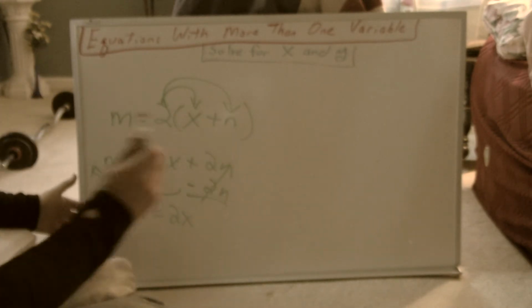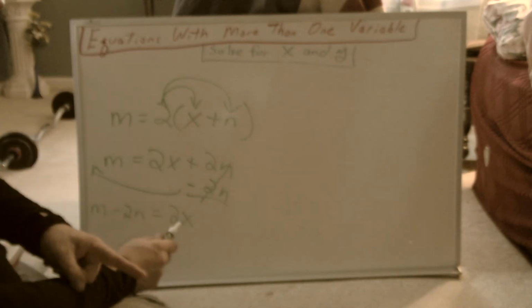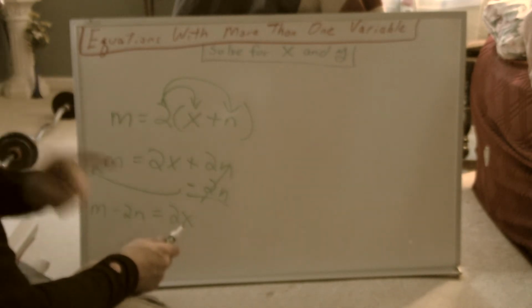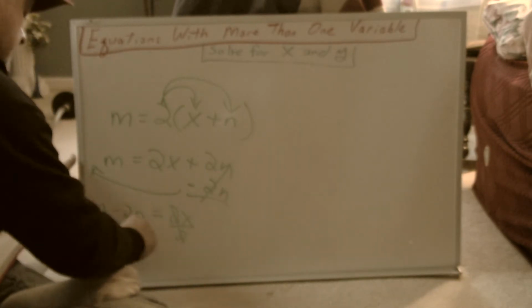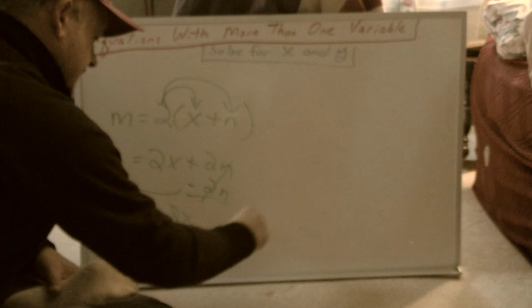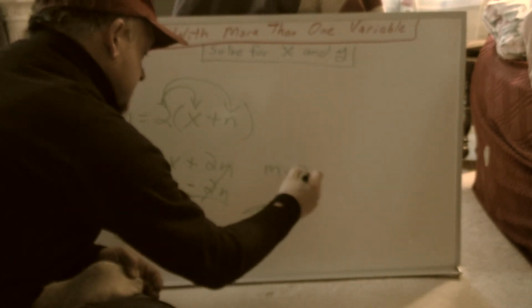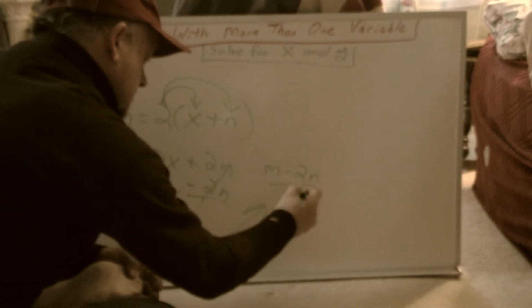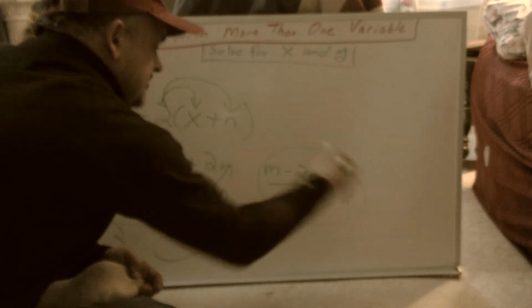I'm not done, still have to isolate the x. And this says 2 times x. Multiplication, what's the opposite? Division. So I'm going to divide by the 2 to get rid of it. Divide by the 2. So then, what's the answer? Let me bring it over here. It's m minus 2n divided by 2 equals x. That's your answer.